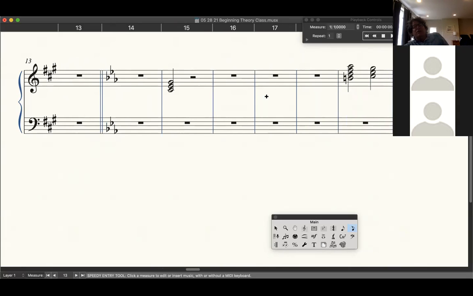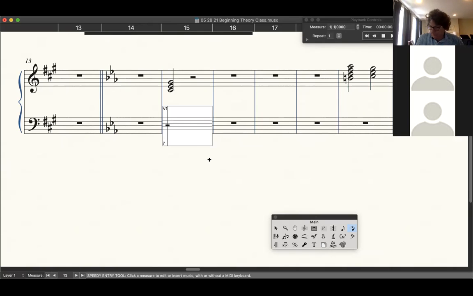Let's do one last one. Let's go to the key of C minor and see if we can do that one. All right, C minor. Give me a thumbs up when you got it. Excellent. Excellent.